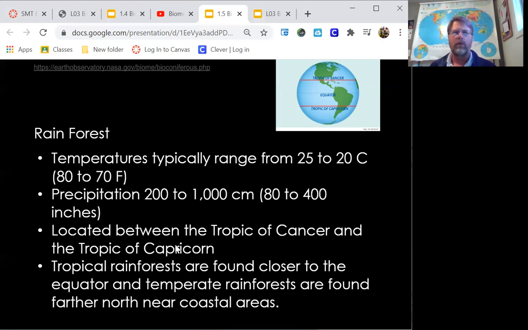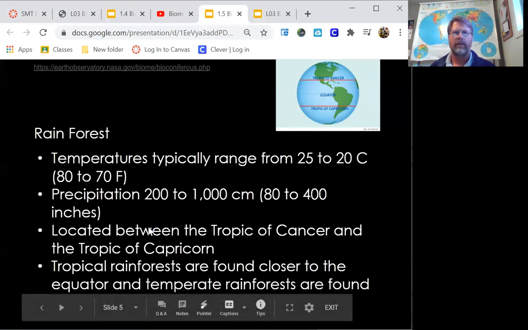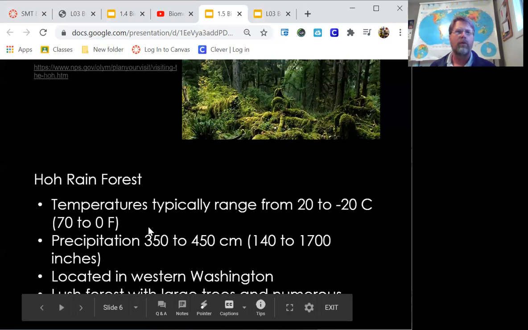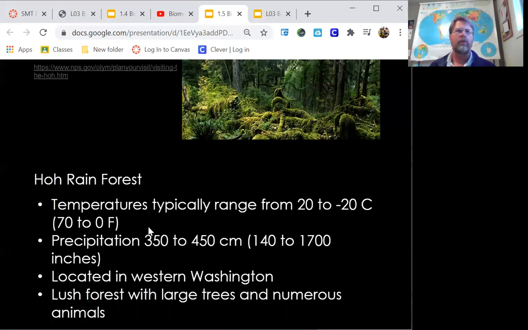Tropical rainforests are found closer to the equator, but in the state of Washington, we'll actually see temperate rainforests, which are found in the north near the coastal areas. One of those temperate rainforests we can look at as an example is the Hoh rainforest. It has a number of different names, but if we're looking at the National Park Service website and their information, I'm going to use their naming.